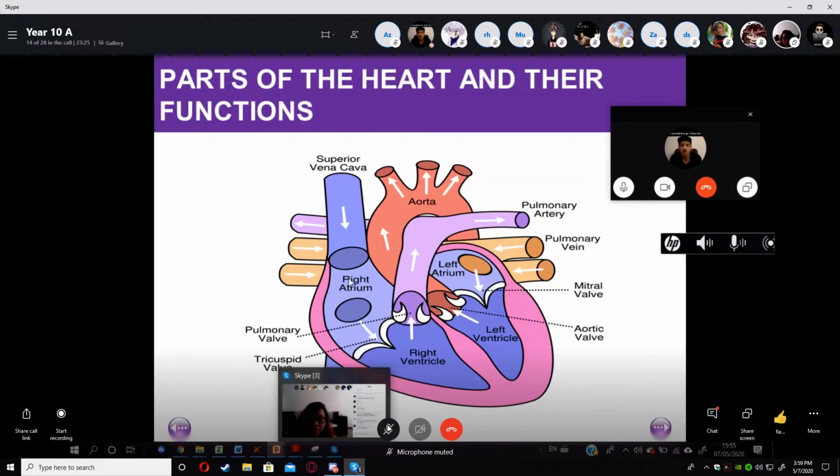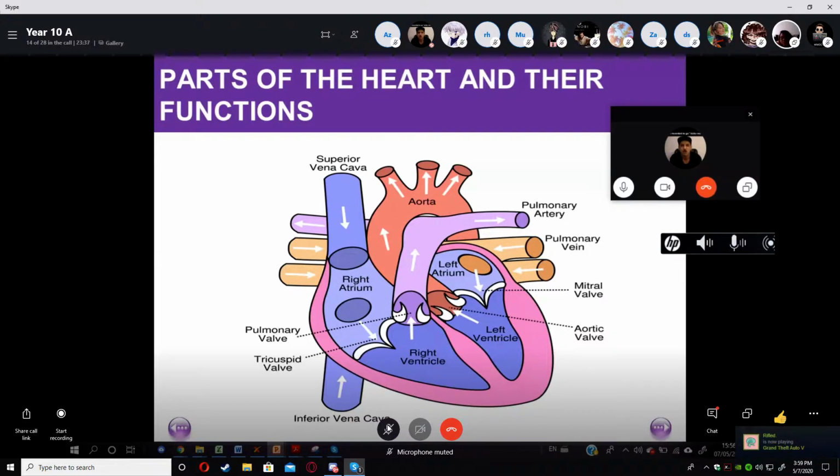Adan, are you here? Yeah. Okay. When I say atrioventricular valve, what does that mean? Atrioventricular valve. What does it mean? Isn't this supposed to be the aortic valve, or are they different? Okay. They are definitely different.